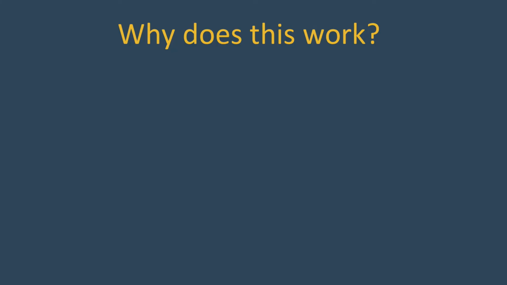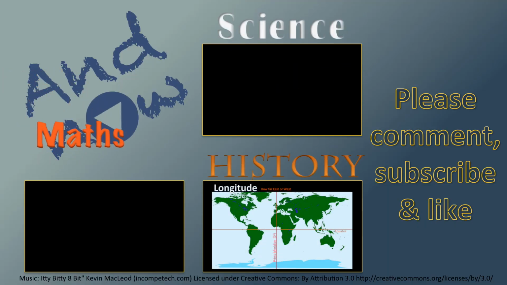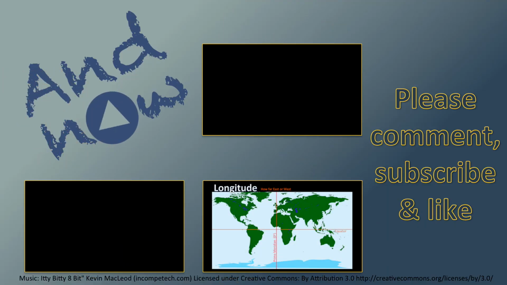Well, when we ignore the decimals, we are really multiplying each number by a multiple of 10. So when we have done the multiplication, we reverse our shortcut by dividing by the same amount we multiplied by, giving us the result with the correct number of decimal places. And that's how to not multiply decimal numbers.